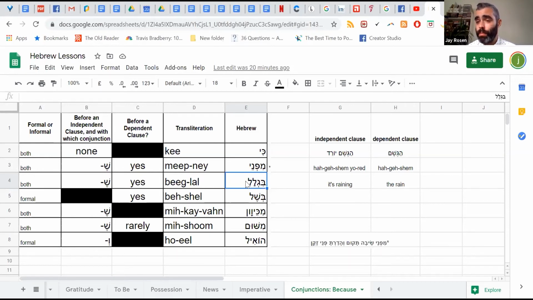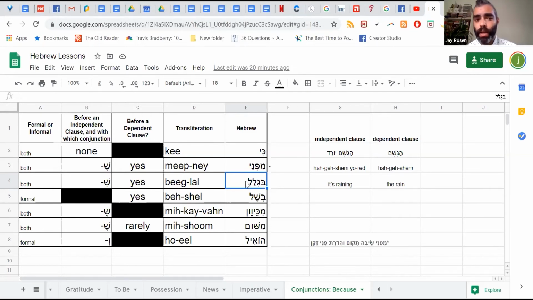The next word, bishel. Bishel also means because or because of. This is a very formal word. I would suggest not using this in everyday conversation. This I would reserve for business correspondence by email or by text. This isn't a word I use on an everyday basis. It's a great word. It's really high-level Hebrew. But bishel is not everyday street Hebrew in the way that ki, mipnei, and biglal are, okay?